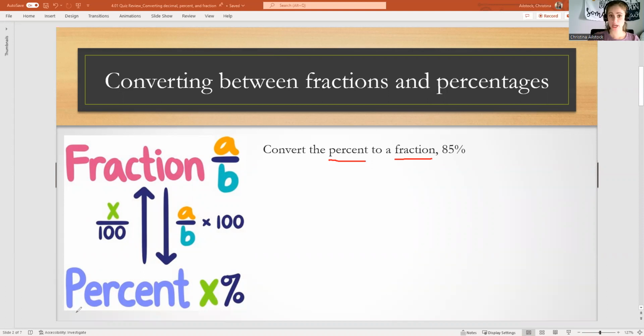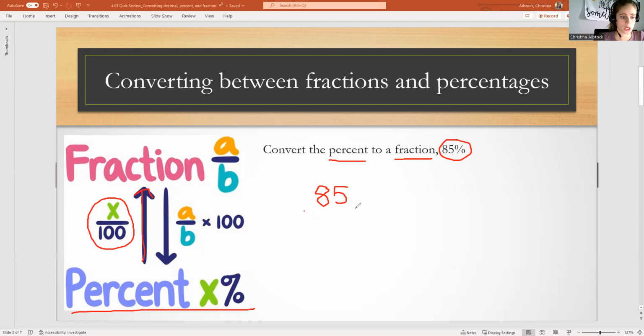So if we look at our notes to help us with that, we have a percentage and we want to go up to a fraction, meaning the way that we're going to do that is we are going to take our percentage and divide that by 100. And then we will have our fraction. It may need simplified, but that's really all we have to do. So our percentage in this case is 85%. So we're going to take that percentage and to turn it into a fraction, we will divide by 100.